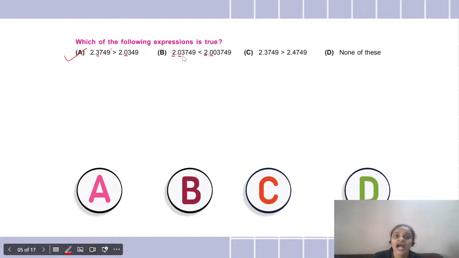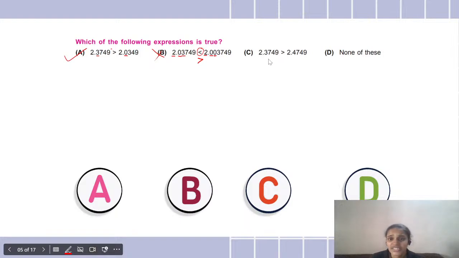Both are the same. Now after 0 in the first number, I have 3 in the hundredth place. But here I have 0 in the hundredth place. So this obviously is a smaller number than this. So what is given here is incorrect. The correct sign should be like this. So this is not true.